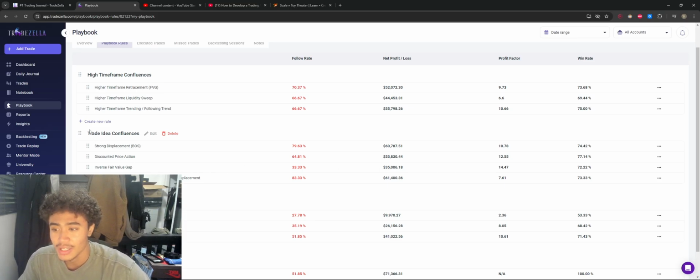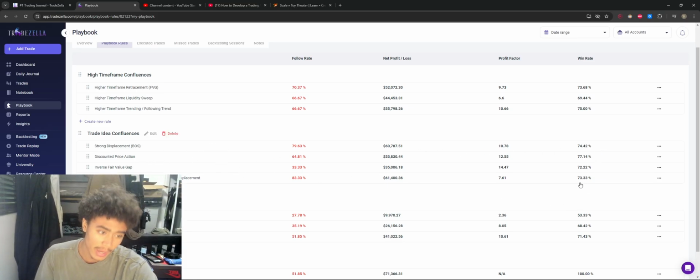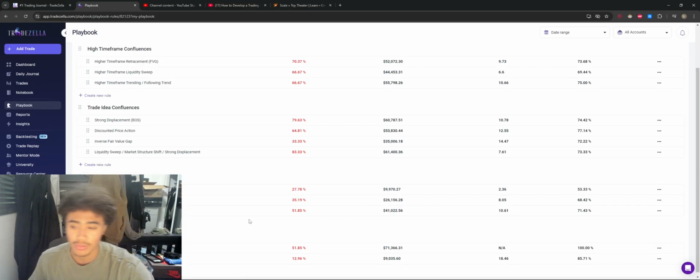Anyways, trade idea confluences. So we see what increases our win rate the most. Price action being within discount. So we're going to begin to apply this within our trading. Cool. This gives us a nice high win rate. What else? Okay, cool. Strong displacement. We want to emphasize these two. And our typical trade entry, liquidity sweep, market structure shift, strong displacement gives us a 73% win rate. You see, now we're stacking the probabilities together.